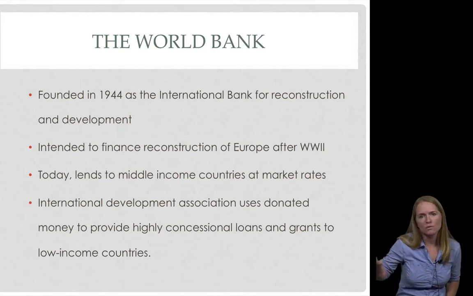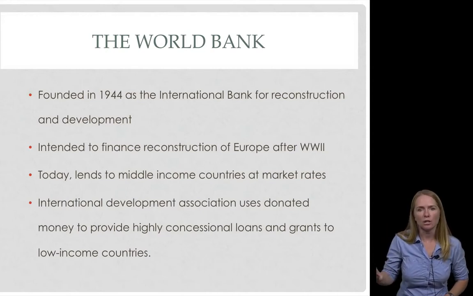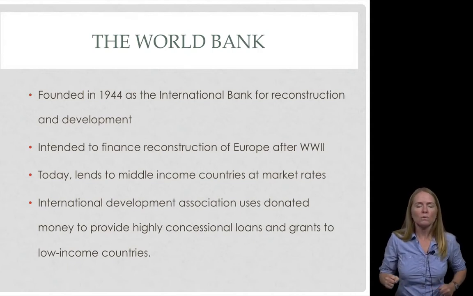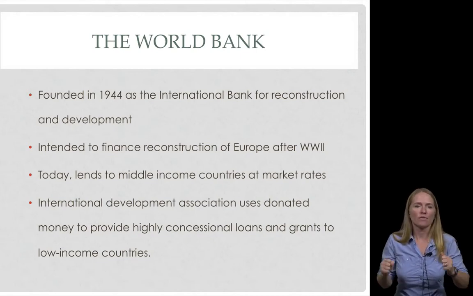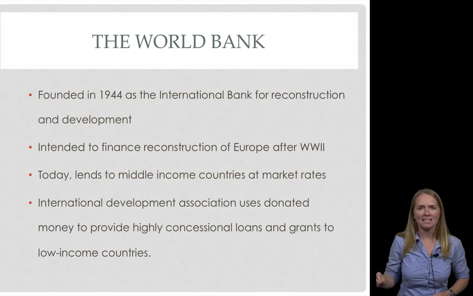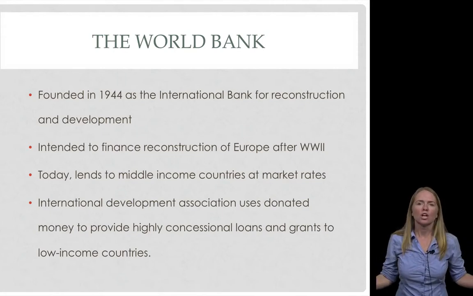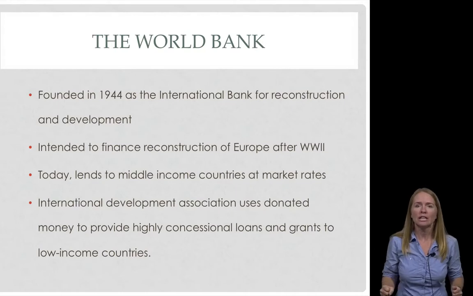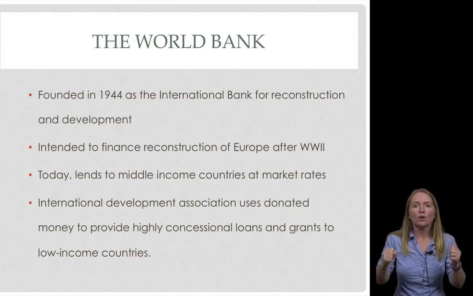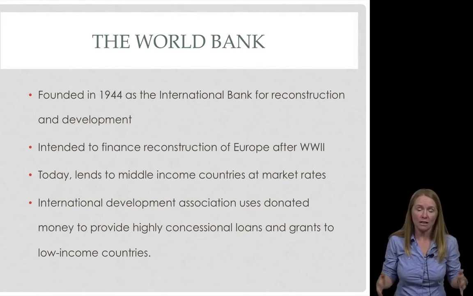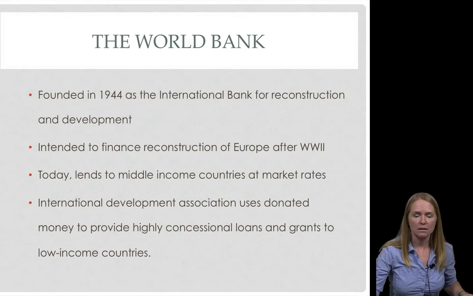However, there is one branch of the World Bank called the International Development Association. These folks use donated money to provide highly concessional loans and grants to low-income countries. So when we talk about the World Bank being necessary for economic development, we are talking about the International Development Association. These guys lend at low interest rates on long terms in order to help developing countries. This is just one branch of a money-making organization. They are using donated money to do it, but their original goal was to help middle-income, richer countries in the short run, and they loaned them money at market rates for a profit.